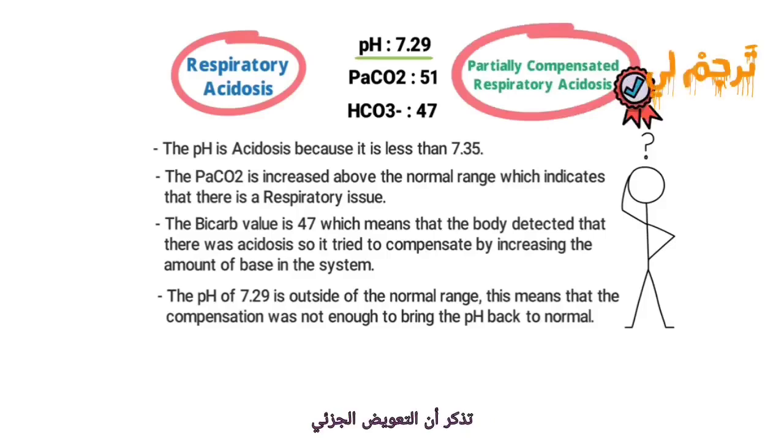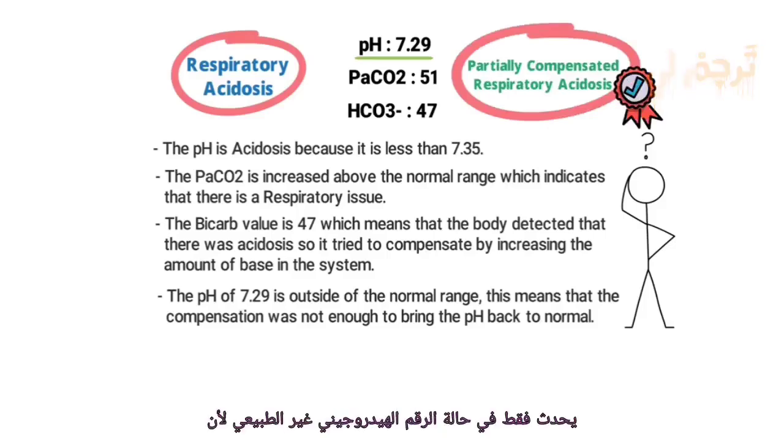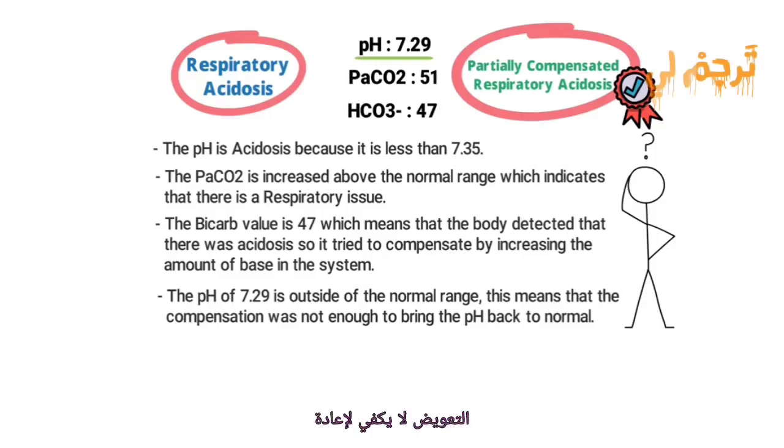Remember, a partial compensation only occurs in an abnormal pH, because the compensation is not enough to bring the pH back to normal. For it to be fully compensated, the pH has to fall within the normal range. I hope this is making sense so far.